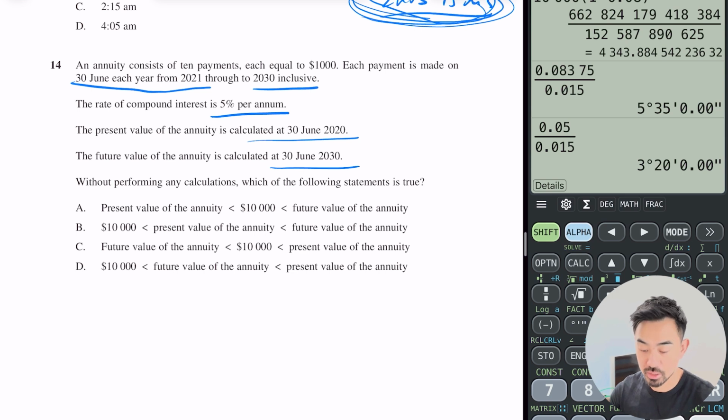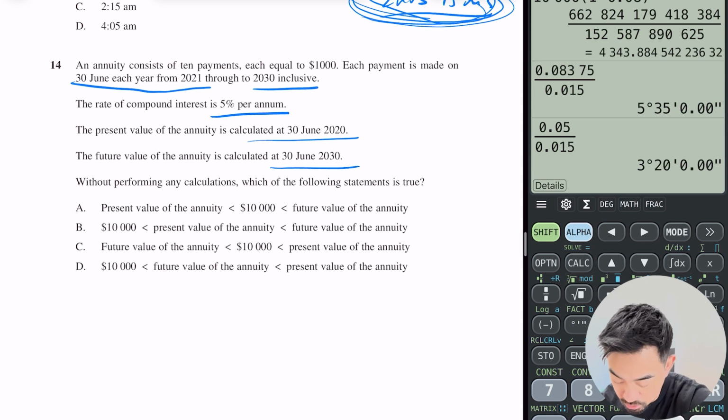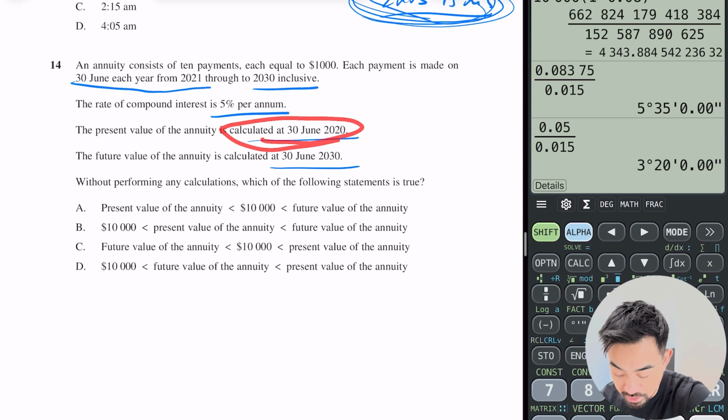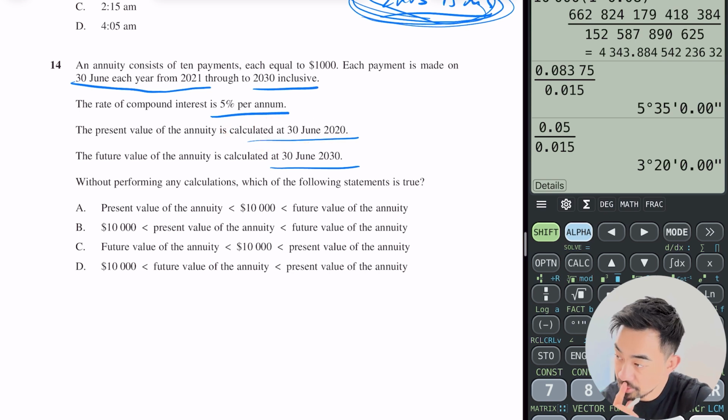All right, so we've got one of these ones where it's like process of elimination. So what's going on? He's putting $1,000 in each year from the 30th of June 2021 through to 2030, including 2030. The rate's 5%. I don't think that's really useful. The present value of the annuity is calculated at 30th of June 2020, and the future value of the annuity is calculated at June 2030.